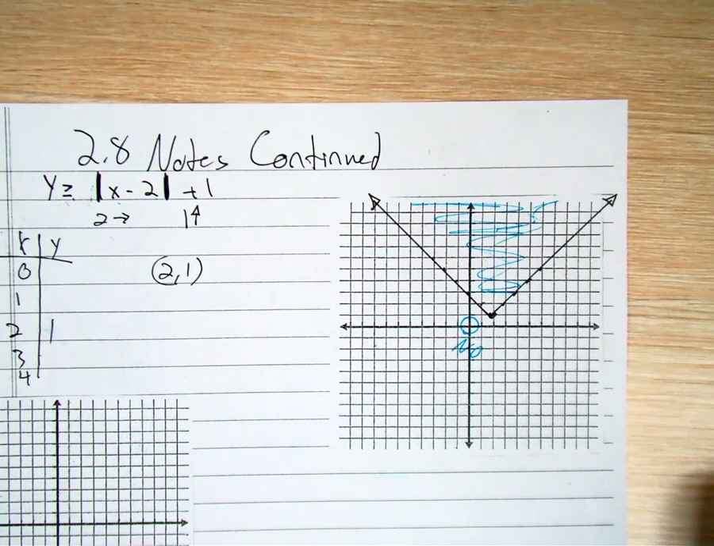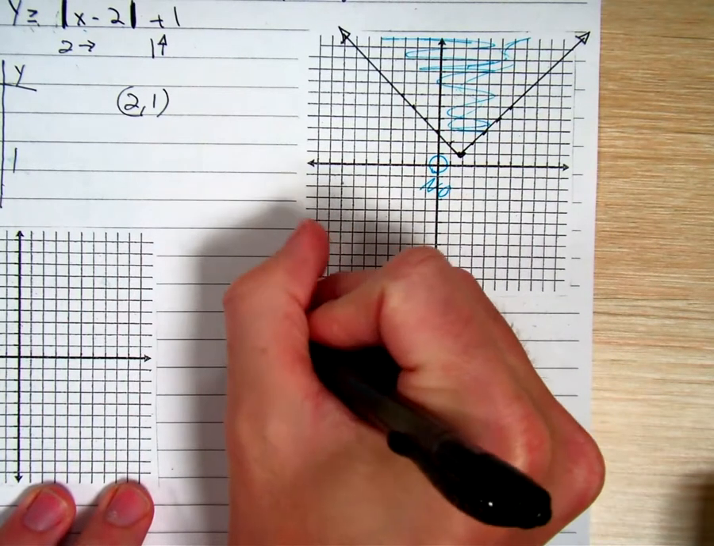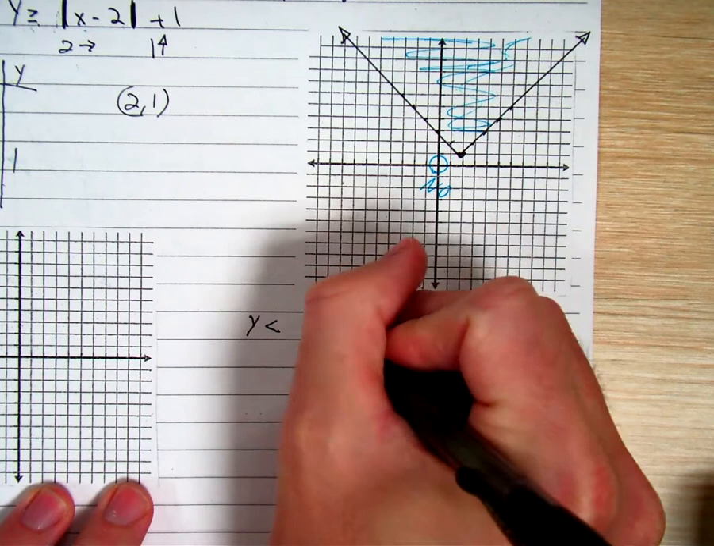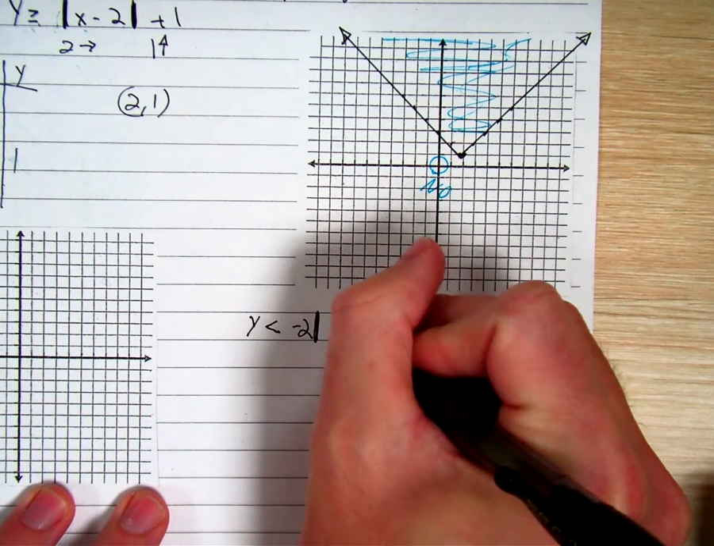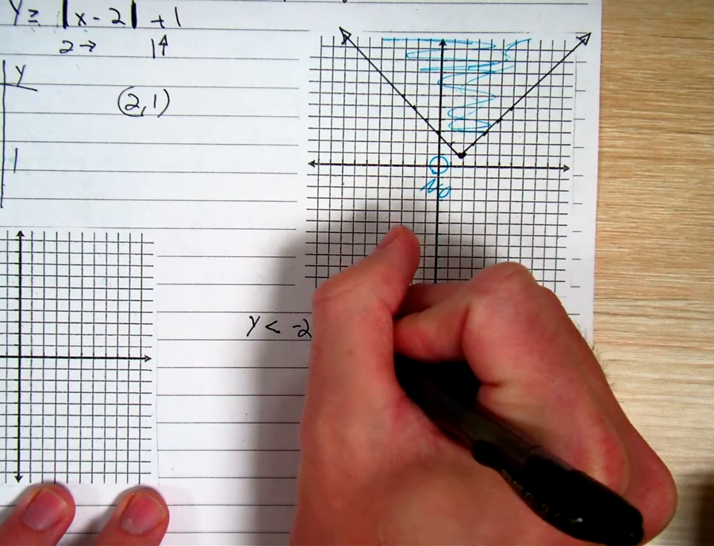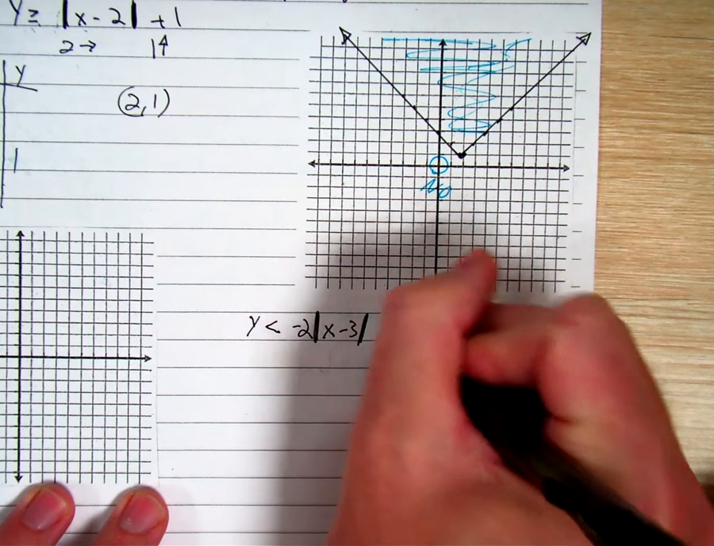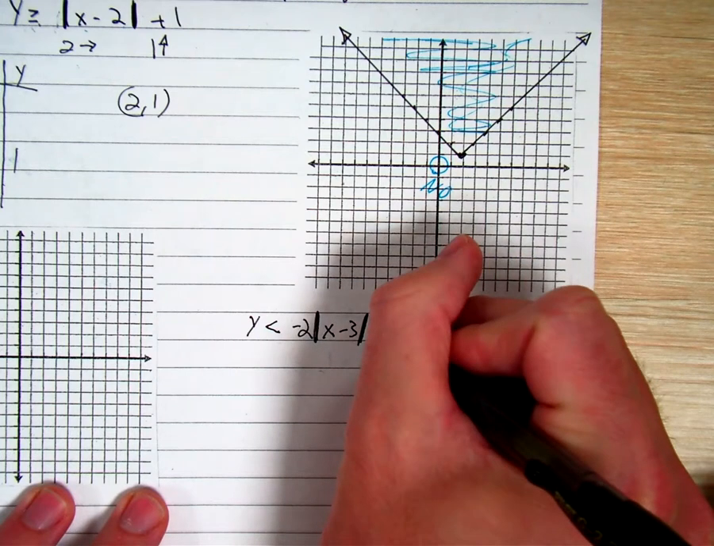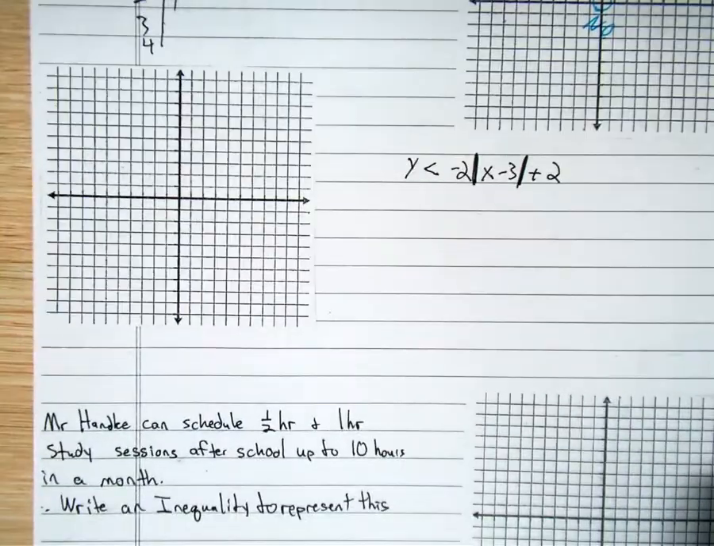Alright, and I left a spot here for you to do one, but I see now that I did not write an equation for you. So let's go with y is less than negative 2 times absolute value of x minus 3, and then go with a plus 2. Okay, so let's hit pause here, and then let's see how you can do on your own.